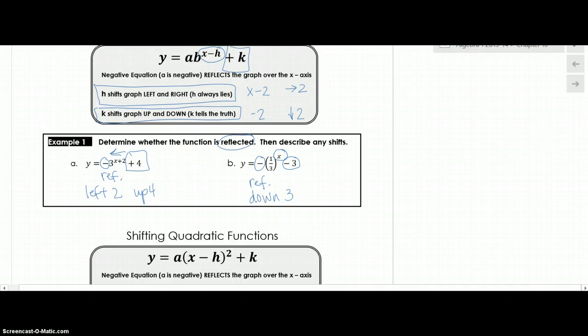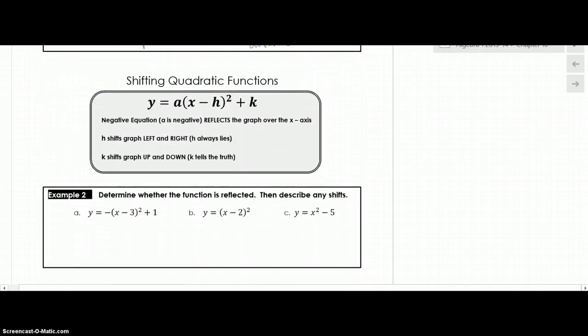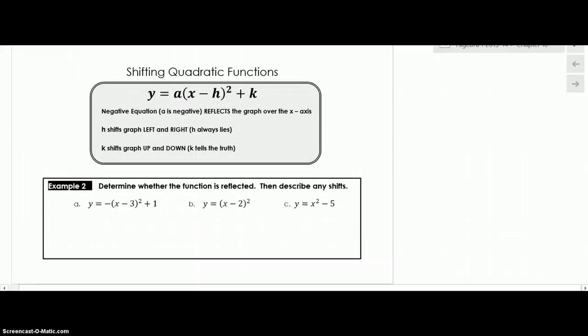Okay, so let's take what we know and look at quadratics. Notice that h is still with the x and k is still off at the end. H still shifts left and right and lies. K still shifts up and down and tells the truth. So, determine whether the function is reflected, then describe any shifts.